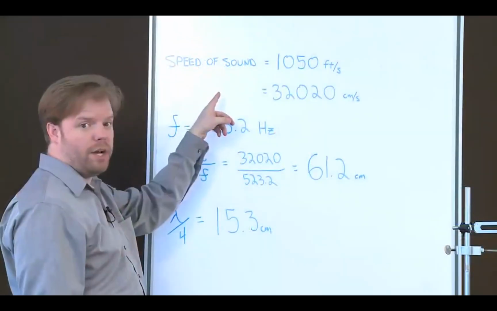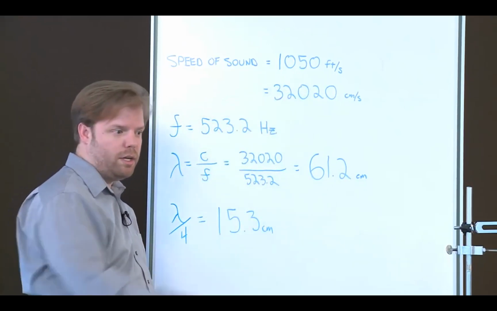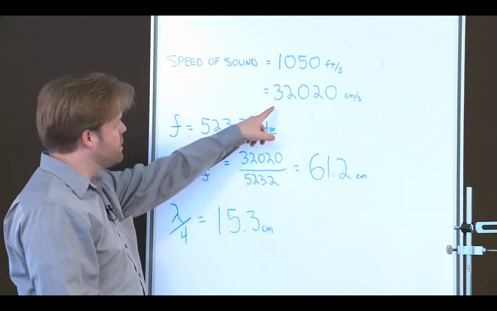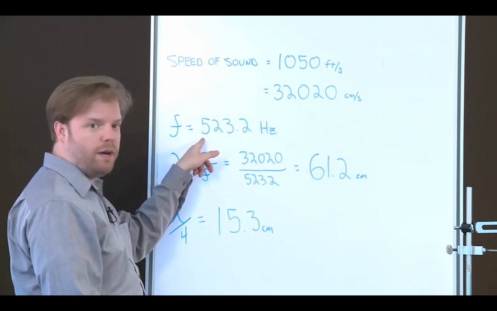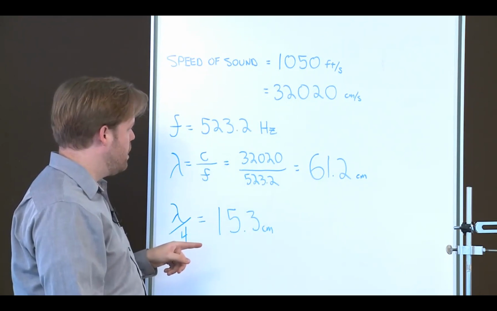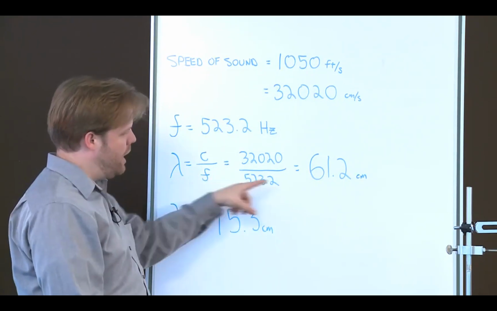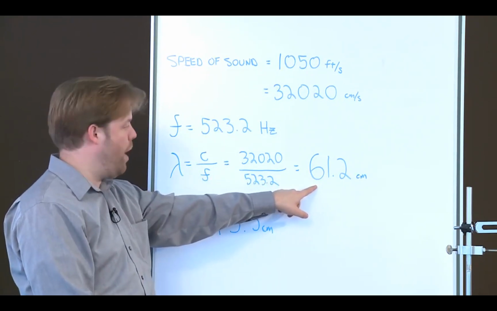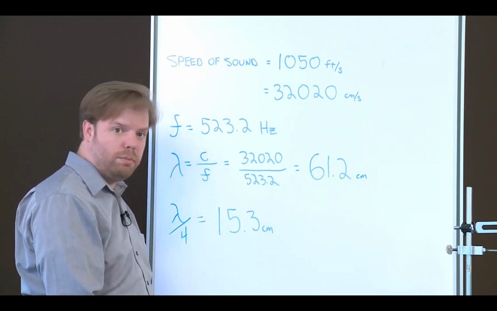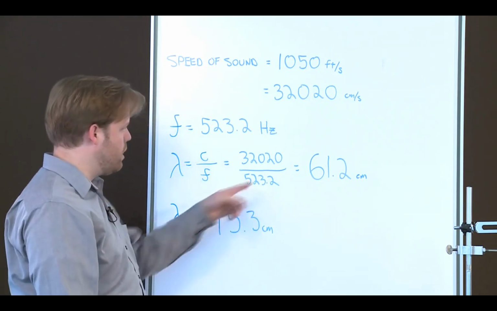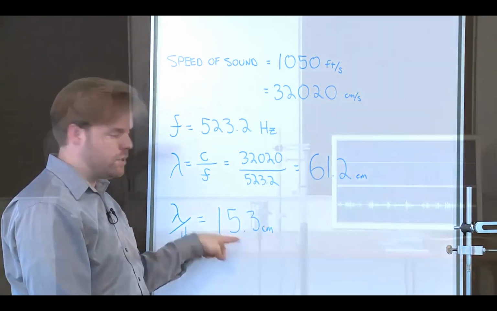First of all, we need to start with the speed of sound. The speed of sound in this room is 1,050 feet per second. We need to convert that to centimeters per second because our tube here is labeled in centimeters. So in centimeters per second, that's 32,020 centimeters per second. The frequency of our tuning fork is 523.2 hertz. To figure out the wavelength of that frequency, we take the speed of sound, divided by the frequency, and we end up with 61.2 centimeters. That's the wavelength of 523.2 hertz. Now, the depth we need to dial in on the tube is going to be 1/4 of that wavelength. So we take our 61.2 centimeter wavelength, divide that by 4, and we get 15.3 centimeters.